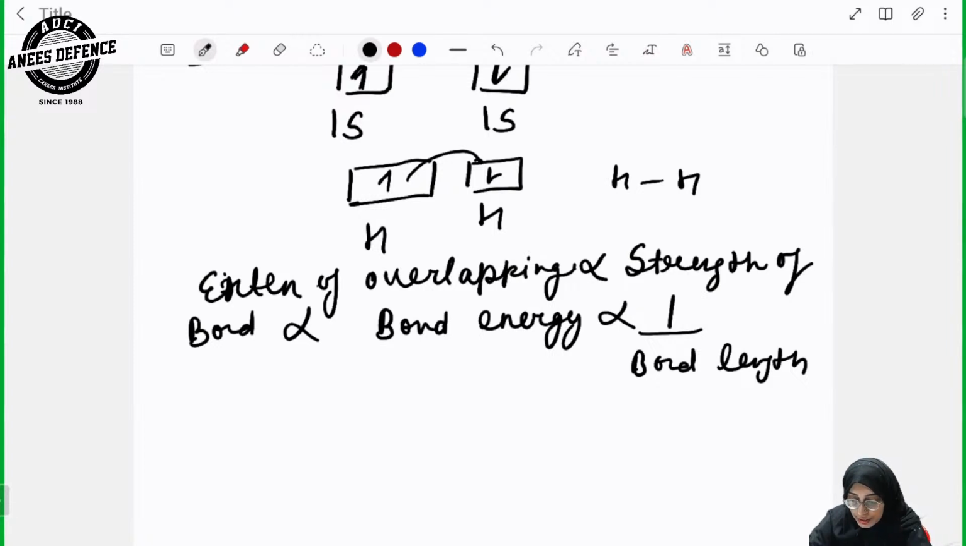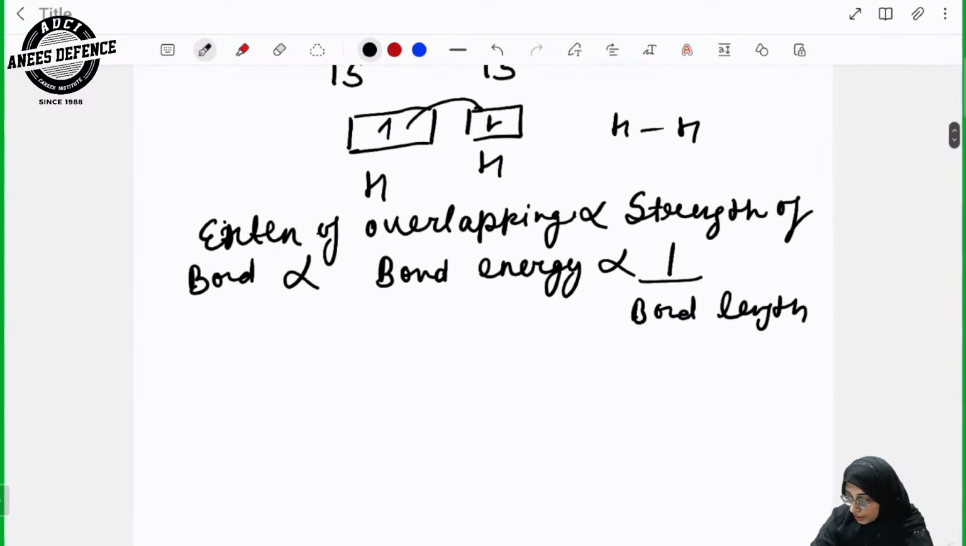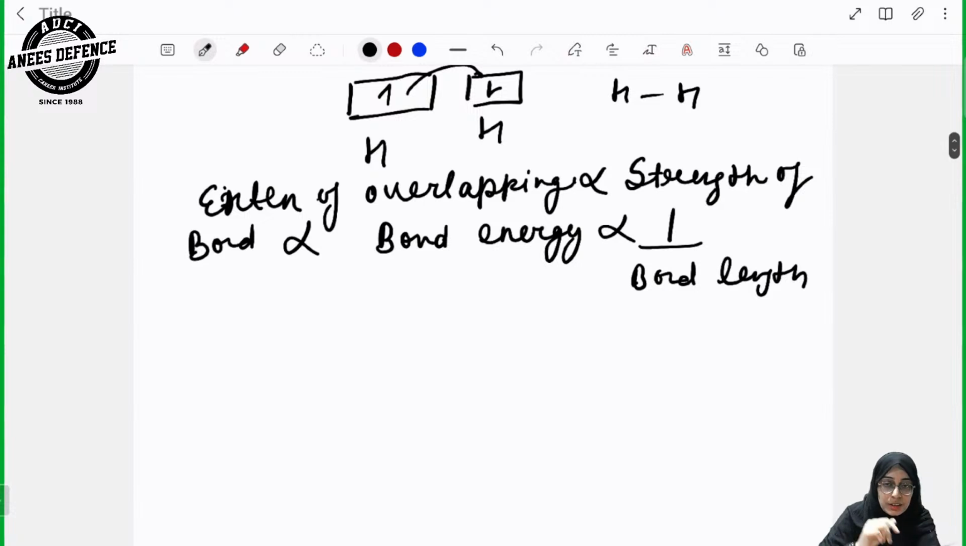However, in an atom, if there are one or more vacant orbitals present, then these electrons can unpair and participate in bond formation. Are you getting me? If some orbitals are vacant and some are filled, then the electron will shift to the vacant orbital to make every orbital half-filled.